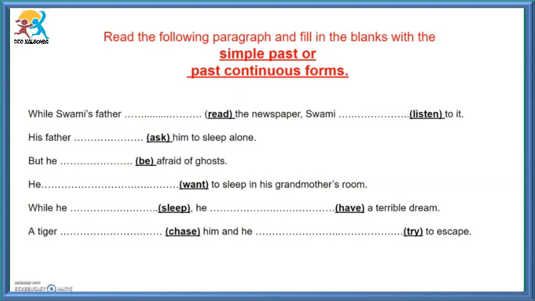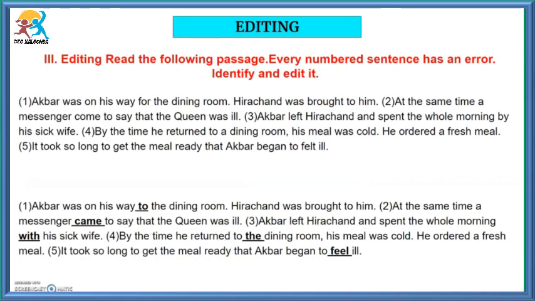While he was sleeping, this was a continuous action. While he was sleeping, he had a terrible dream. Next, a tiger was chasing him and he tried to escape. So here one action is going on and the other he was doing, right? So a tiger was chasing him and he tried to escape. Yeah, this is also an important one.